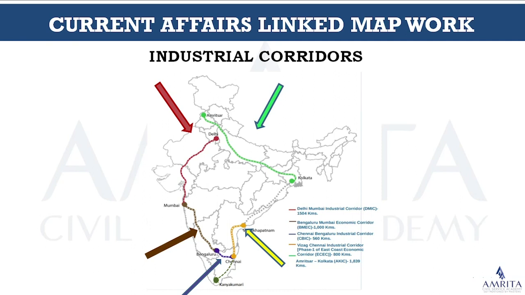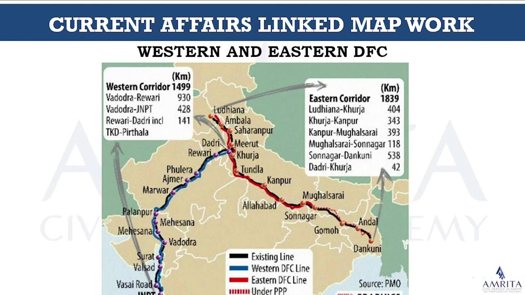Then Mumbai Bangalore Industrial Corridor, that is mainly an economic corridor. Mumbai Bangalore Economic Corridor is the brown marked one. Then the blue marked one, Bengaluru Chennai Industrial Corridor. Then another one, green marked, from Amritsar to Kolkata, that is Eastern Dedicated Freight Corridor. Then the second phase of East Coast Economic Corridor is Vishakhapatnam to Kolkata. The most important are Western and Eastern Dedicated Freight Corridor.